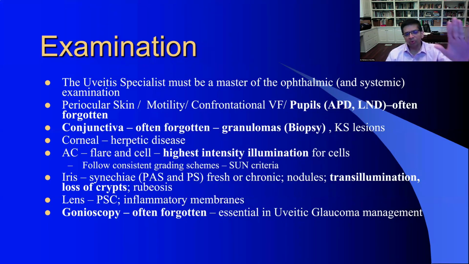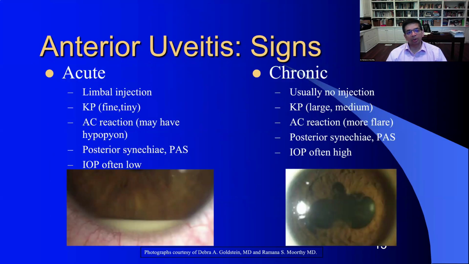Okay, I'm not going to go through the details of all of this. You guys are all experts at this, but it's very important to assess the conjunctiva for conjunctival nodules, cornea, anterior chamber cell and flare, the iris for the presence of inflammatory nodules, peripheral anterior synechia, posterior synechia. Gonioscopy is often forgotten and very important, looking at the lens for inflammatory membranes and posterior subcapsular cataracts.